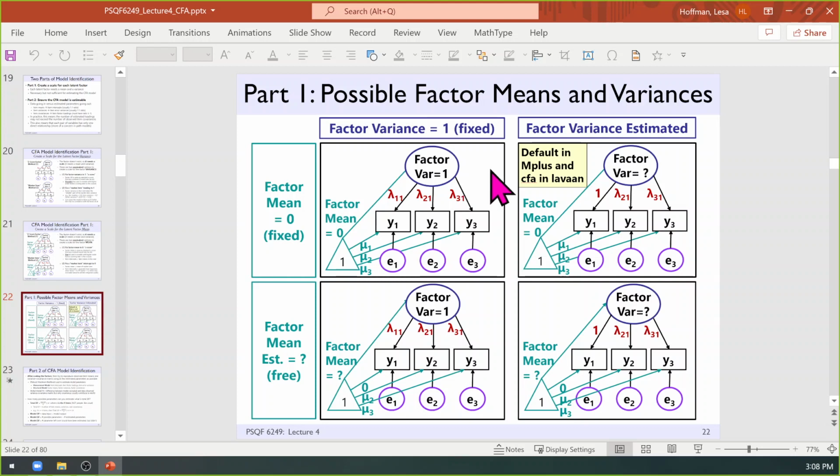What is the default in every package that I'm aware of is the top right one. A marker item with respect to the loading, an estimated factor variance, but the factor mean is still 0 and all the intercepts are estimated. If you don't do anything special, that's what you get. The other combinations here I have listed for completeness, but I hardly ever see a free factor mean, because then it's just a little bit weird. It's not wrong, but it's weird. So in almost every case that we'll see, except for the ones where I'm literally just doing it to show you what would happen, the factor mean is going to be 0, and that's a default in all the programs.